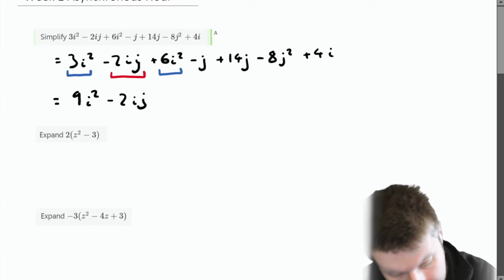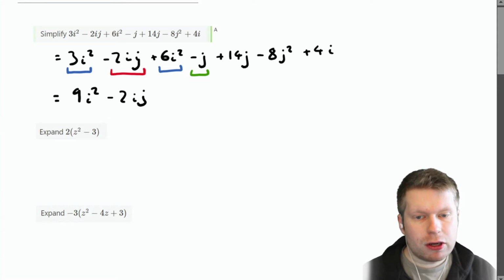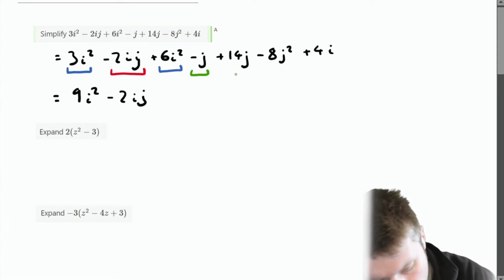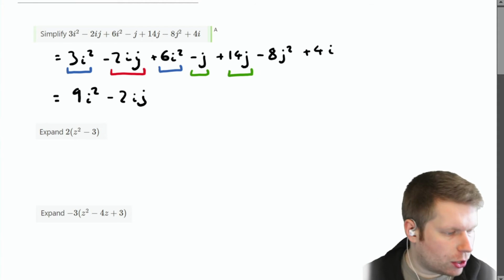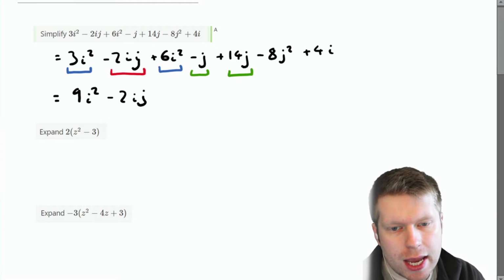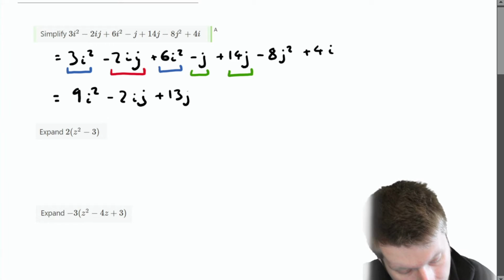Okay, let's move along to the next term then, which is going to be the term with a j in. Let's have a look. Well, if you have a look, there's a term right next to it, which is 14j, which would be alike, because there's just j's in that term, okay? So negative j plus 14j, that's going to give me 13j. All right, great. Let's have a look at the last ones then.